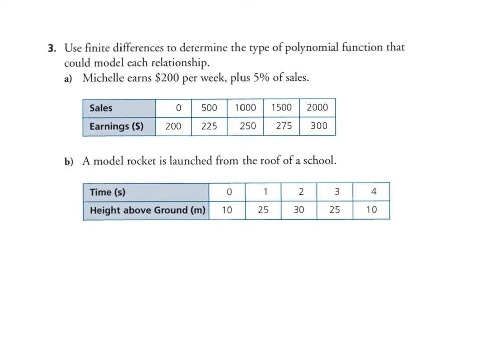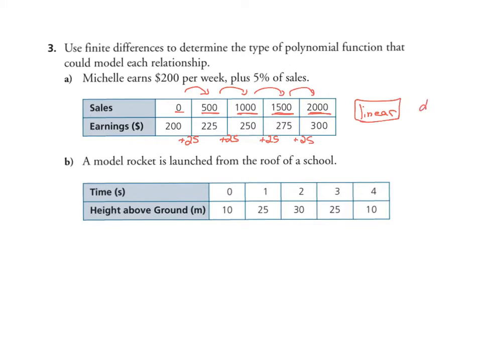So first of all, I have to make sure it's going up by the same amount. It's going from 0 to 500 to 1,000, 1,500. So it keeps going up by 500. And as it goes up by 500, what happens here? We get plus 25, plus 25, plus 25, plus 25. This is linear.